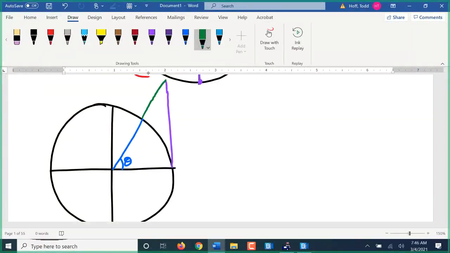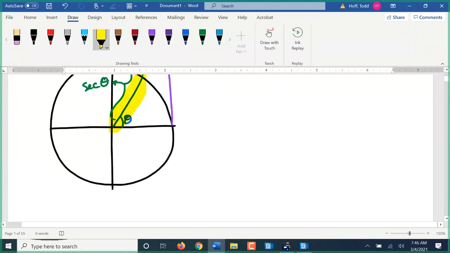Well, the secant has to extend outside the circle. And remember, this length here is a radius of the circle, so that has to be 1. So the length of that secant is always going to be at least 1. Now it's a little less obvious, but there are points where that secant will be negative.